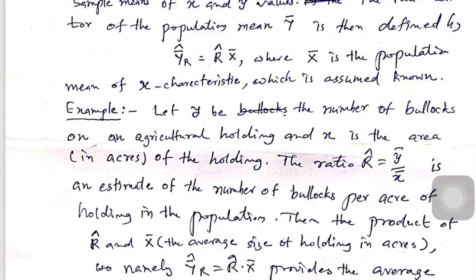Say, acres of land. Say for example, one agricultural holding is having 10.5 acres of land. In that holding, suppose there are 7 bullocks for the purpose of some agricultural activities, or you can replace these bullocks by tractors, no problem. So y represents the number of bullocks and x represents the area in acreage of a holding.